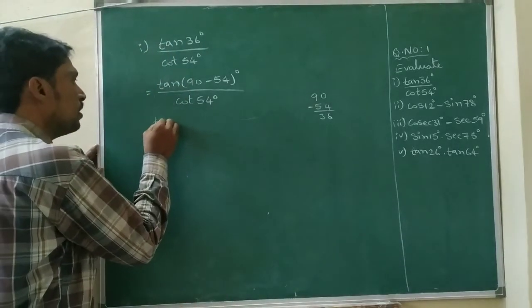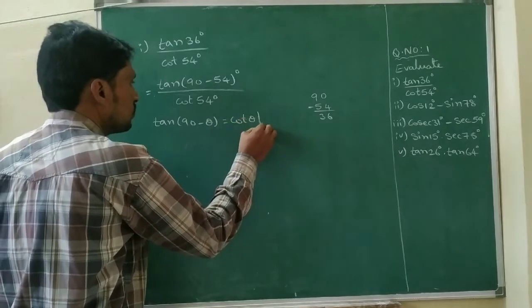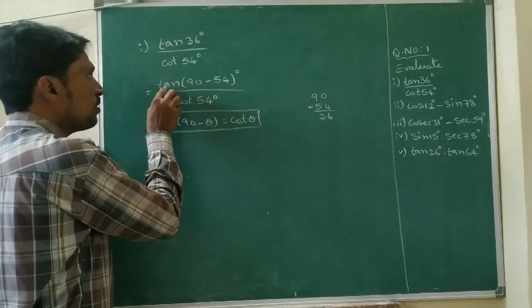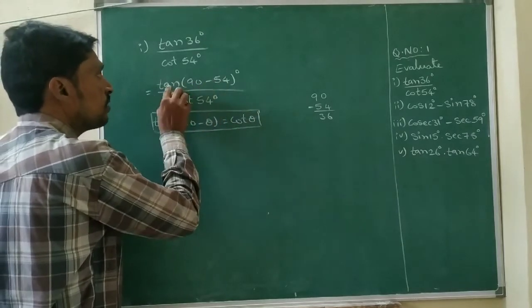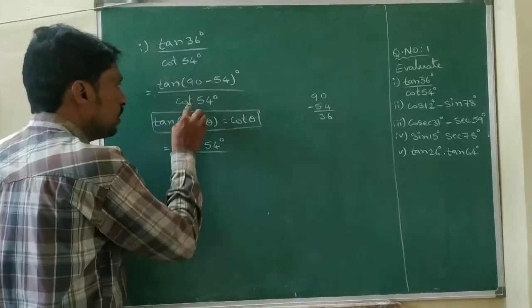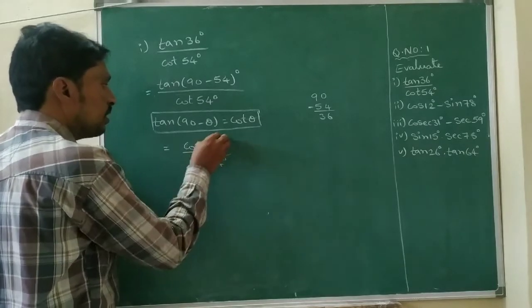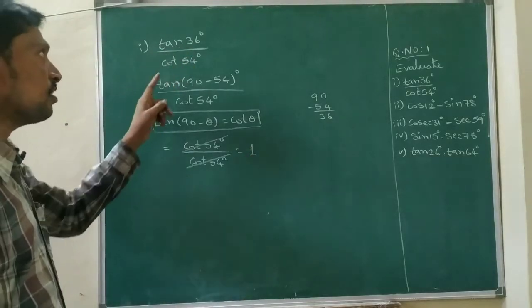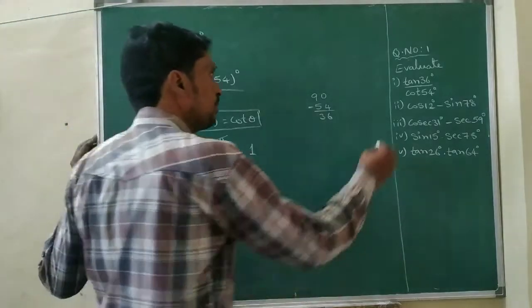Now we know the formula: tan (90 minus theta) equals cot theta. It is of the form tan (90 minus theta), so we take cot theta, where theta is 54 degrees. So cot 54 degrees by cot 54 degrees, the denominator as it is. Cot 54 degrees gets cancelled, and we get the value 1. So tan 36 degrees by cot 54 degrees equals 1. This first one is completed.